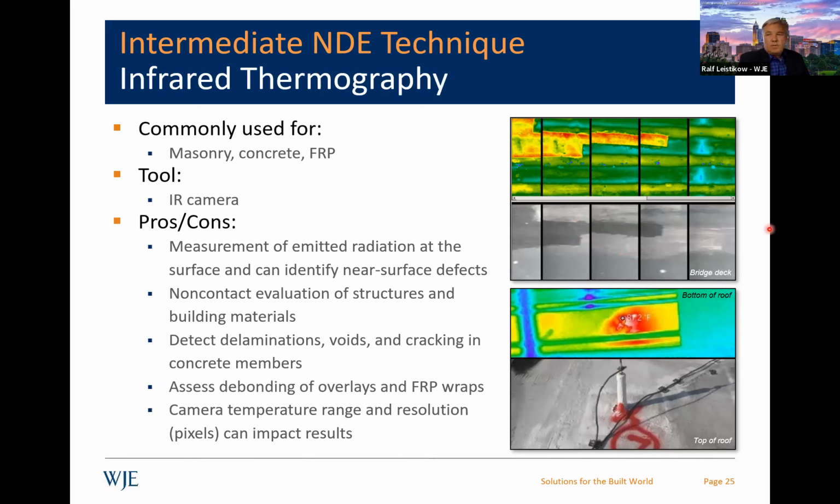It can basically be used for masonry, for concrete work, for FRP, fiber reinforced polymers, like reinforcing. We've used it for that. There are a variety of cameras available. You could get some, obviously, at Home Depot, little handheld units. It basically measures the emitted radiation at the surface of whatever element you're looking at. So it's near surface defects that you're really looking at.